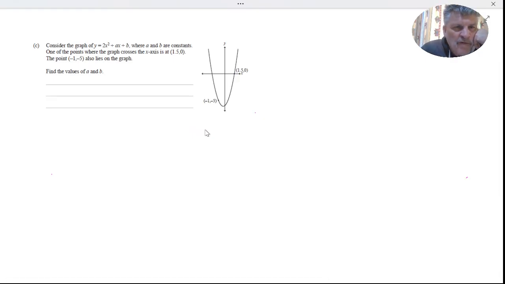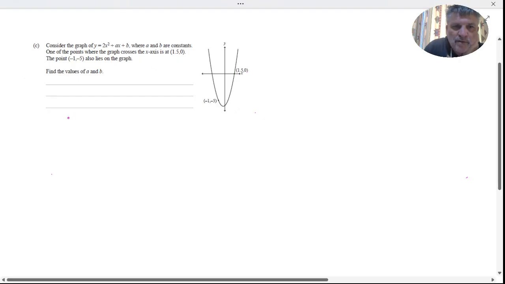Consider the graph of y equals 2x squared plus ax plus b, where a and b are constants. One of the points where the graph crosses the x-axis is at 1.5, 0. The point minus 1, minus 5 also lies on the graph. Find the values of a and b. I think one way to do this anyway is to put in these x and y coordinates that satisfy this equation.